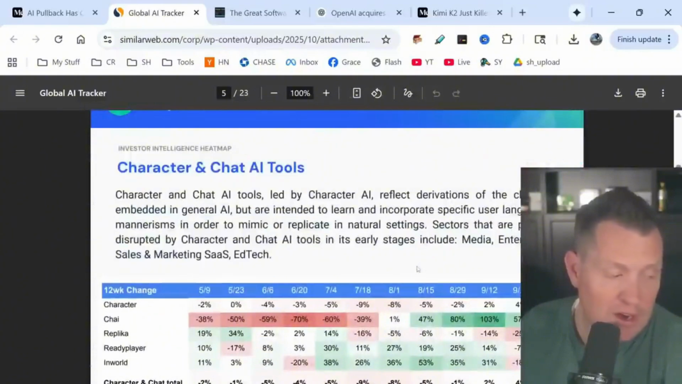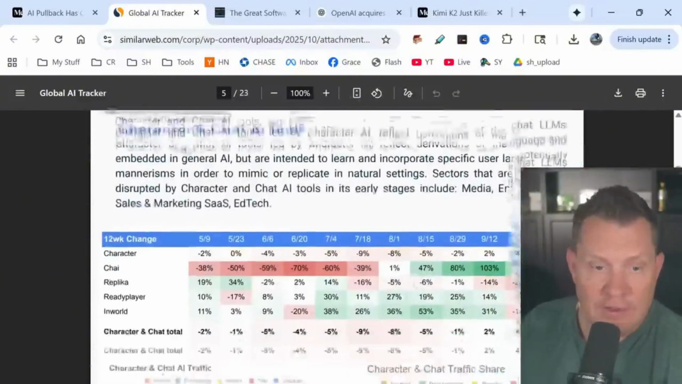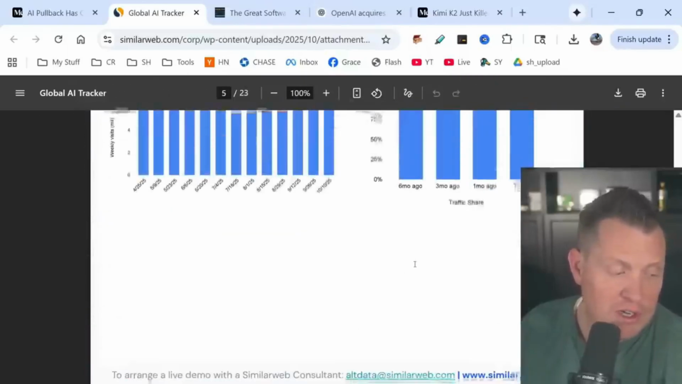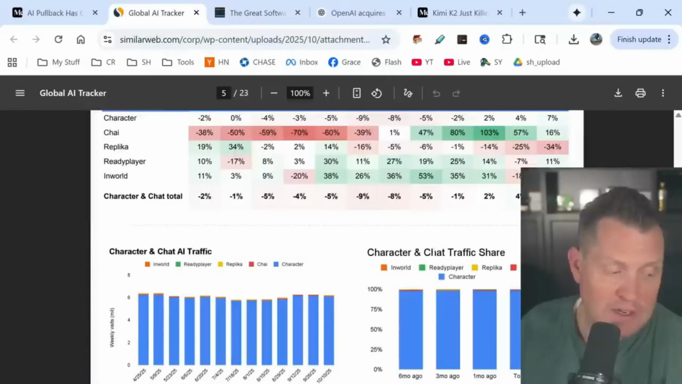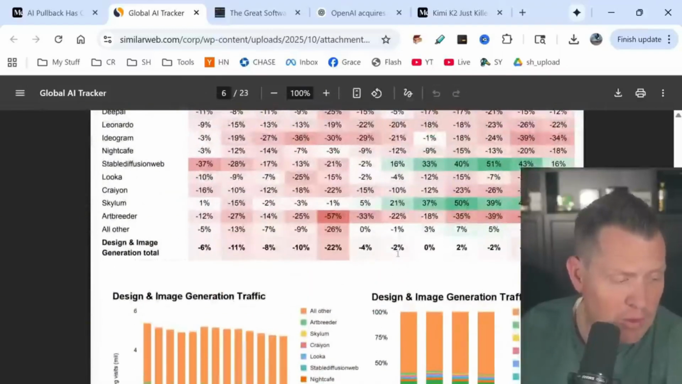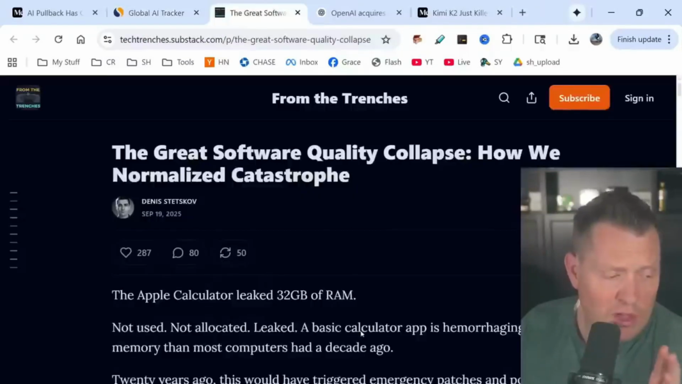I'm not a big fan of character and chat AI tools. I think these are a total waste. I think the cost per that is just off the charts. I think assuming somebody has to actually start paying for how much inference it takes to run their character, they're going to go find real friends. Now, that's a lot of these other ones here, but there's a lot of meat in this.